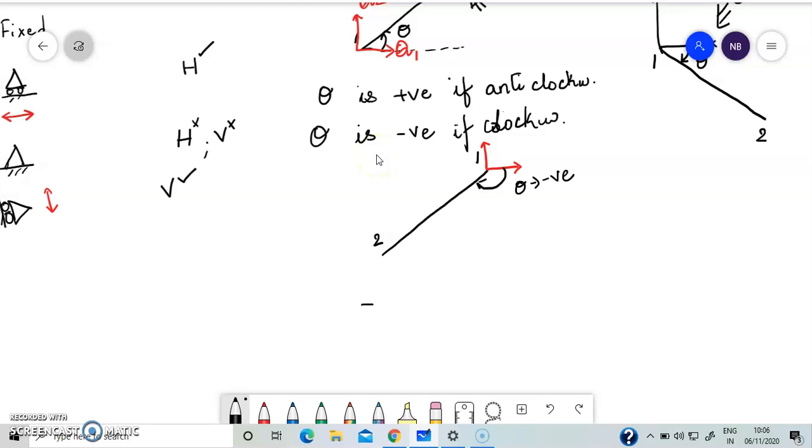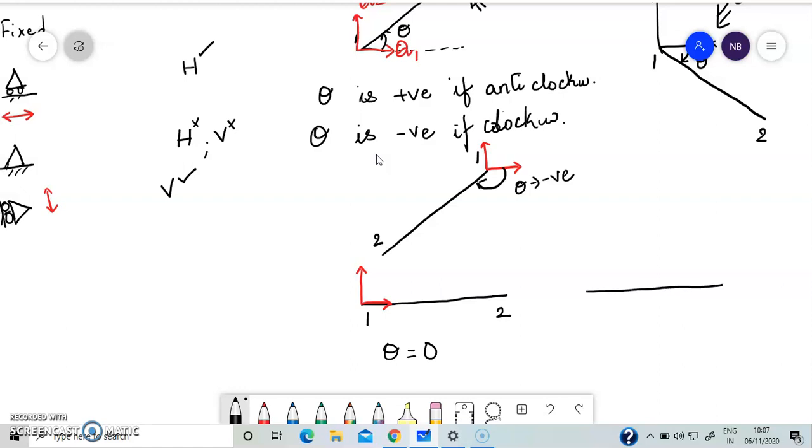This was an inclined truss element. Let us take a straight truss element, a horizontal one. So we have node 1 at the left hand side and node 2 at the right hand side. I place the reference axis at the first node, and since the bar element is coinciding with the x-axis, our theta here would be 0.